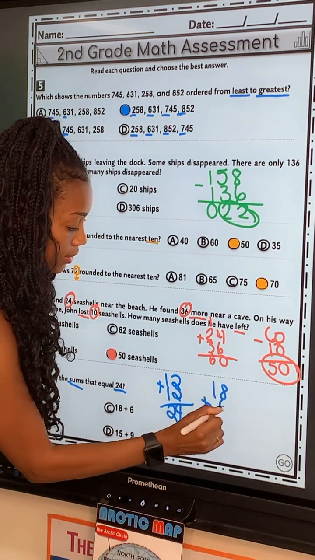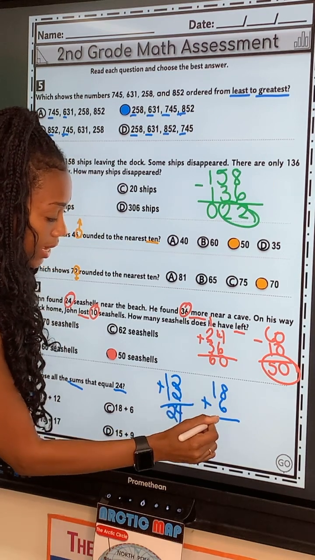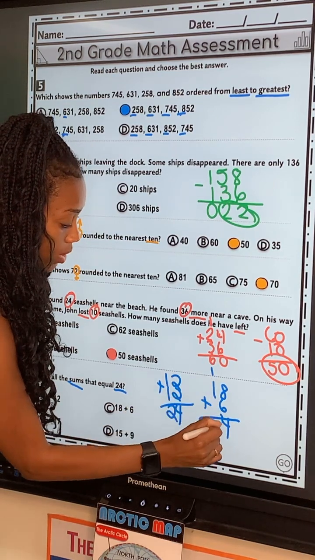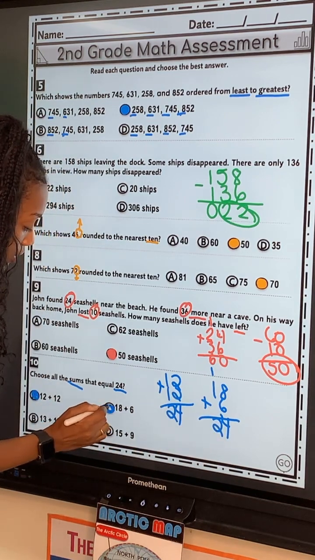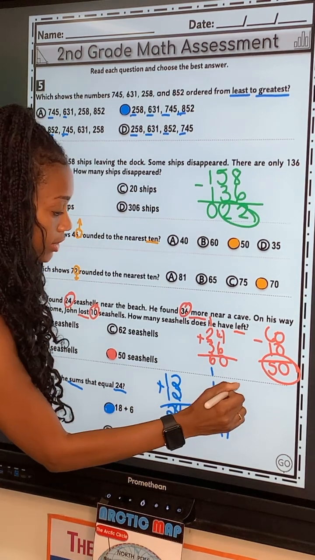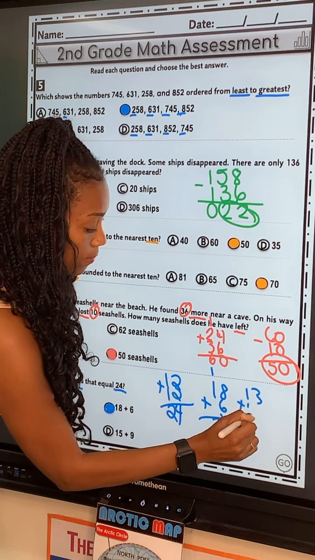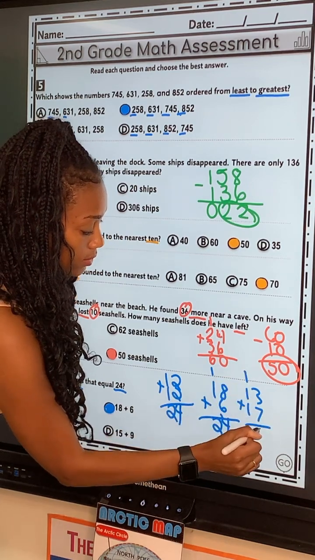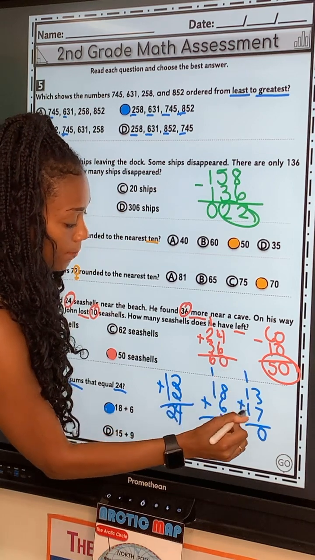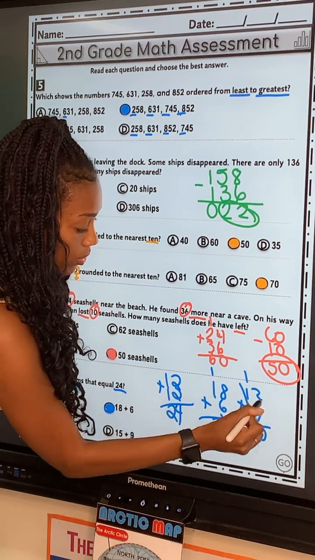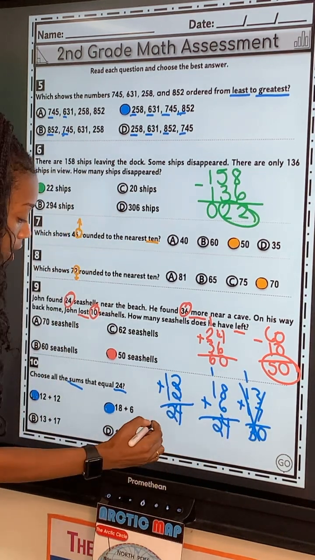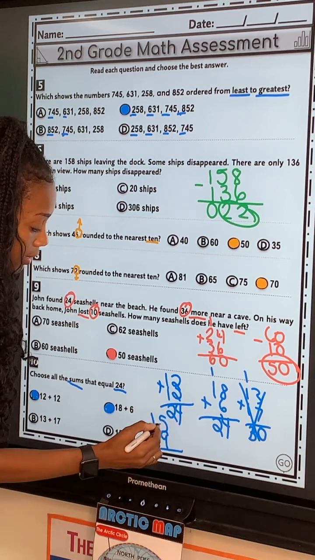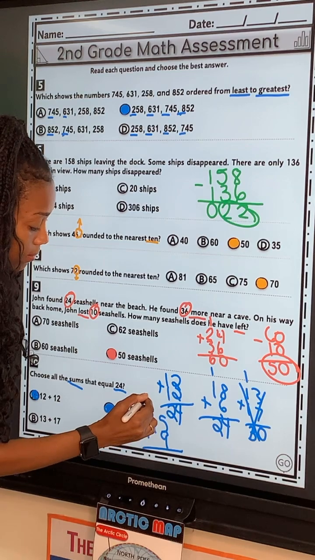18 plus 6. 8 and 6 is 14. 1 plus 1 is 2. So we know the answer is C. 13 plus 17. 3 and 7 is 10. 1 plus 1 plus 1 is 3. So we know it's not that answer. Our last answer is 15 plus 9. 5 and 9 is?